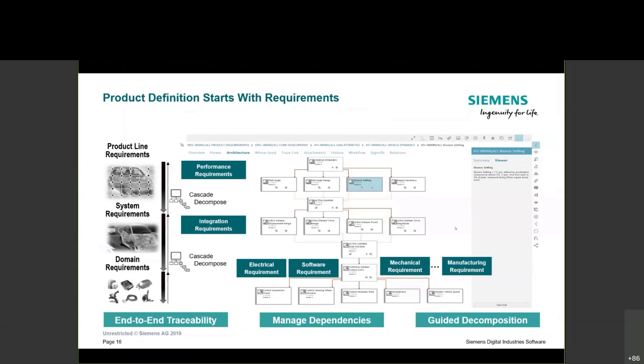But at the end of the day, what you really want to establish is this common representation across domains, regardless of whether the requirements are in a specific domain or not, but get them together with end-to-end traceability, be able to manage their dependencies, and obviously provide guidance to the multiple engineers dealing with requirements relative to cascading and decomposing requirements.